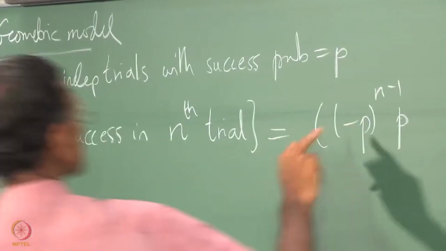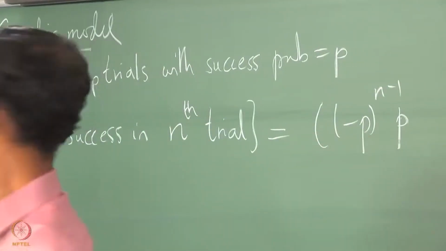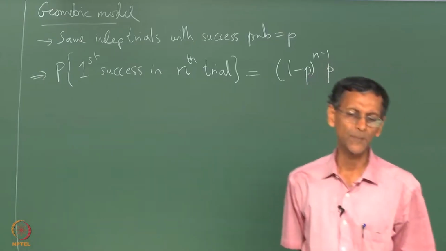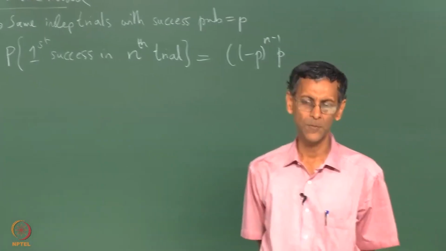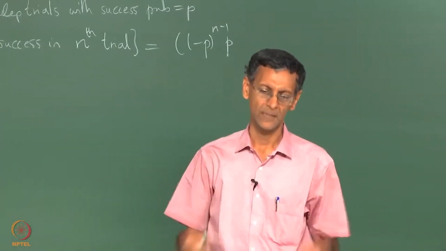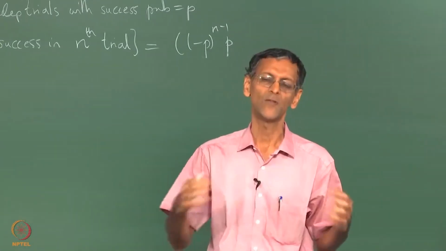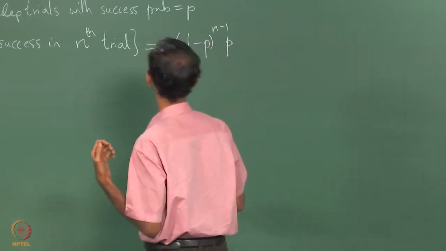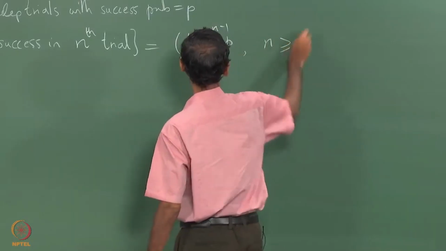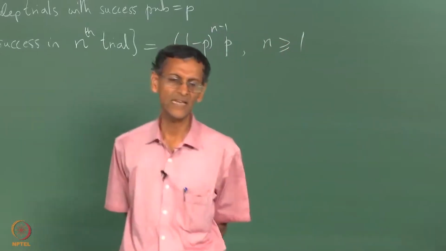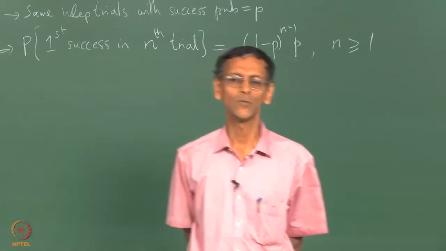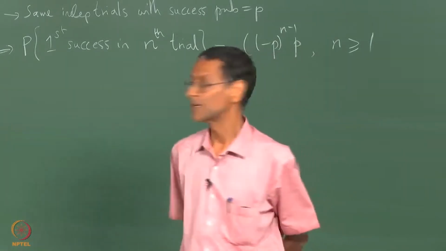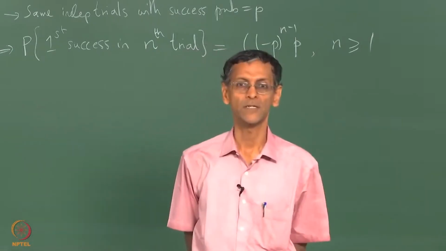Okay. So this is even more easily understood than that, because this is straight away seen to be the product of all those individual trials being fail, and then finally ending with a success. So this is true for n greater than or equal to 1, and in this case you have a countable infinity of points theoretically in the sample space, whereas here you had only 2 to the power n points.